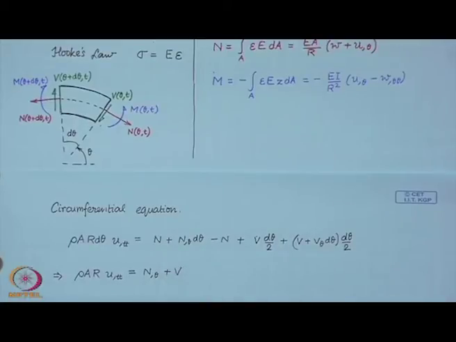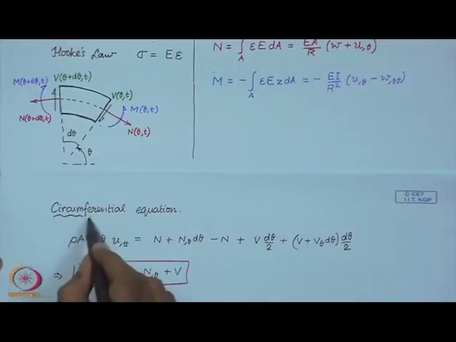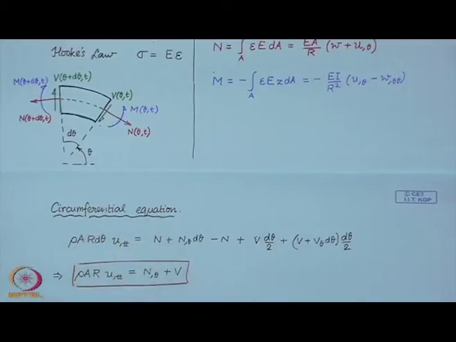So, this is the equation of motion in the circumferential direction. Next, we look at the radial direction.